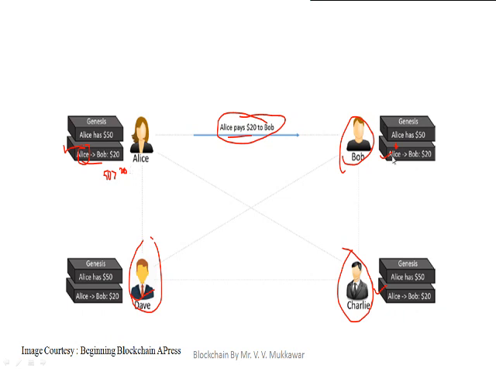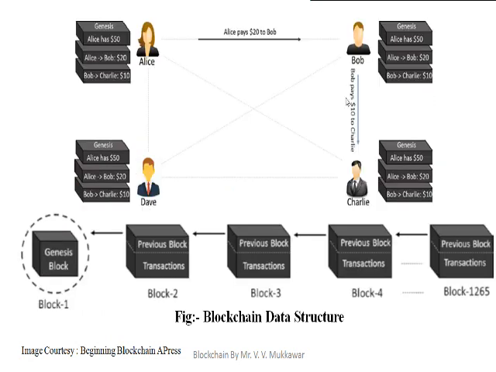Now after some time Bob is paying $10 to Charlie, so Dave as well as Alice can verify the transaction where Bob is paying $10 to Charlie. Again they will check all the records, and by these records they are able to see that Bob has $20 available with him, so he can pay 10 to Charlie.